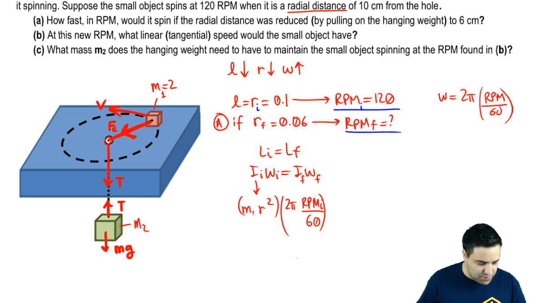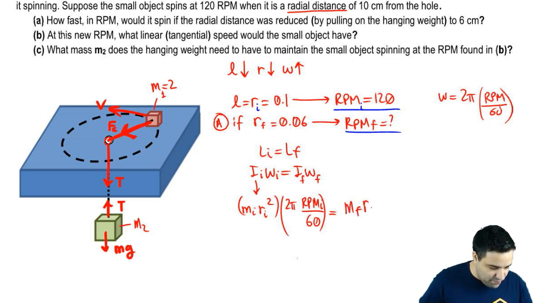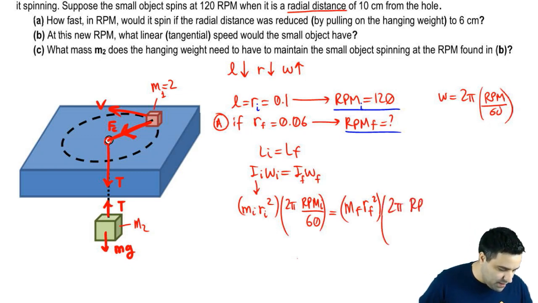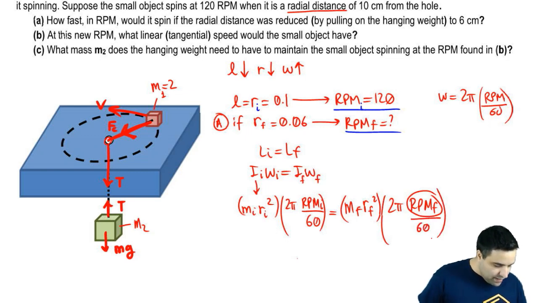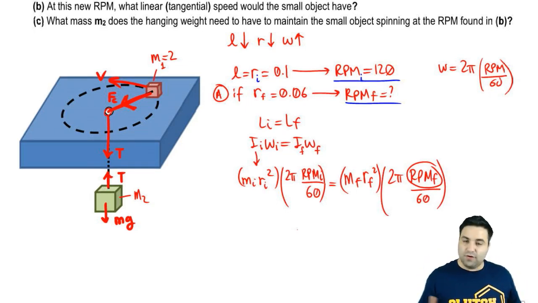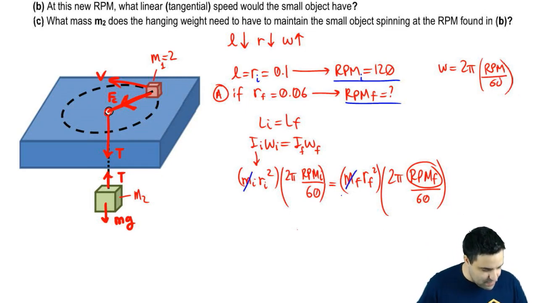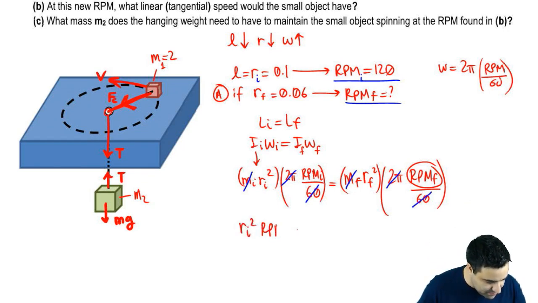This is mass initial, though the masses don't really change, and the radius initial. On the other side, I have the same thing, but it's going to be m final r final squared, and then 2 pi RPM final, which is my target variable, by the way, divided by 60. When I write this, notice that I can cancel some stuff. First, the mass doesn't change, so this mass cancels with this mass. The 2 pi cancels with 2 pi. 60 cancels with 60. So we're left with Ri squared RPM initial equals Rf squared RPM final.